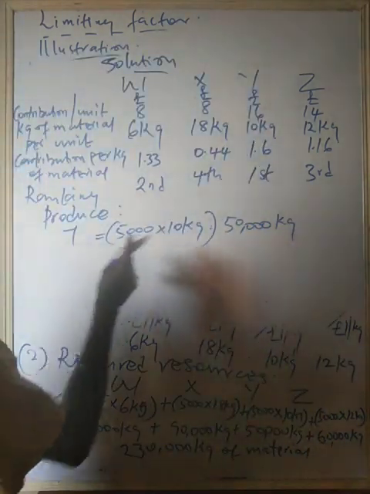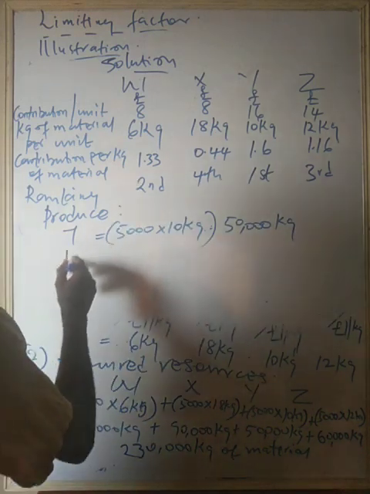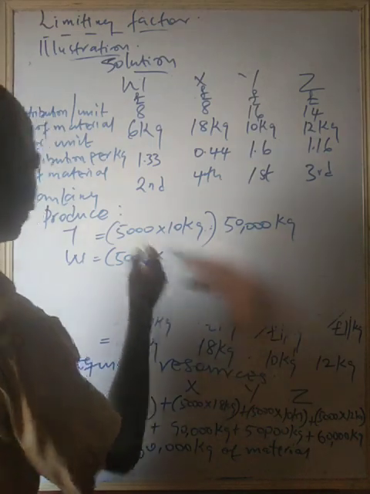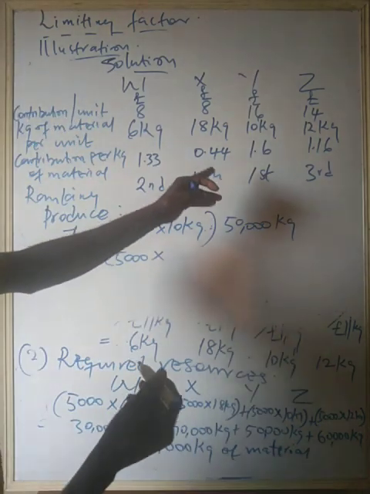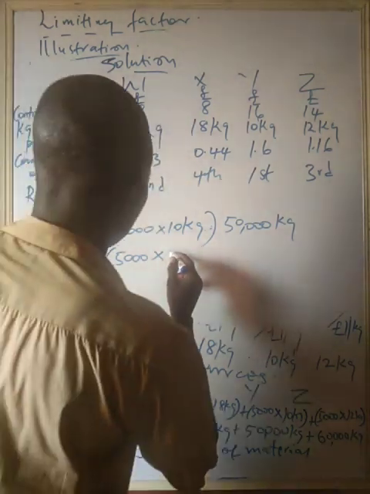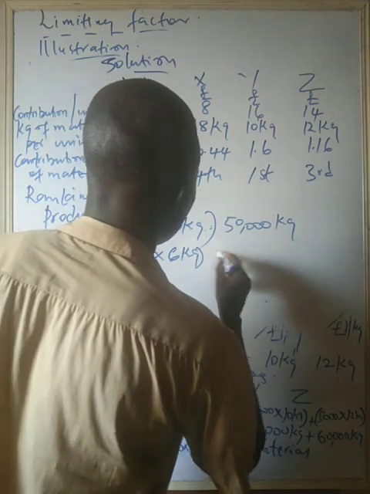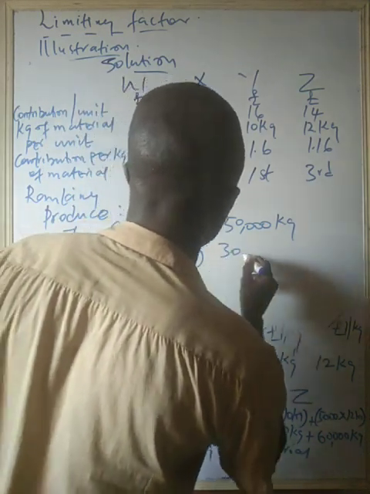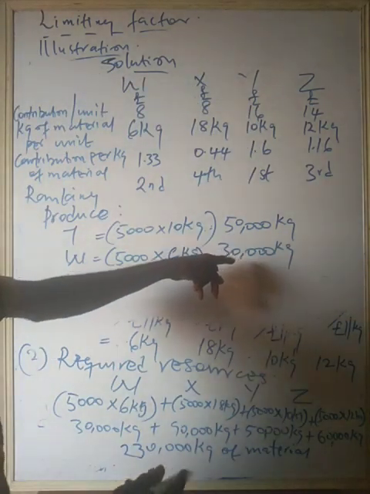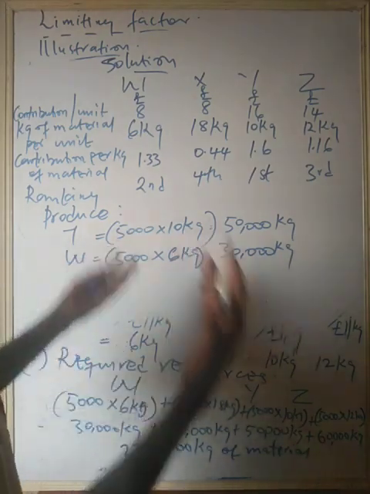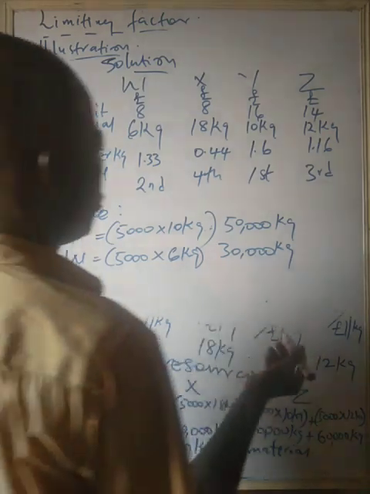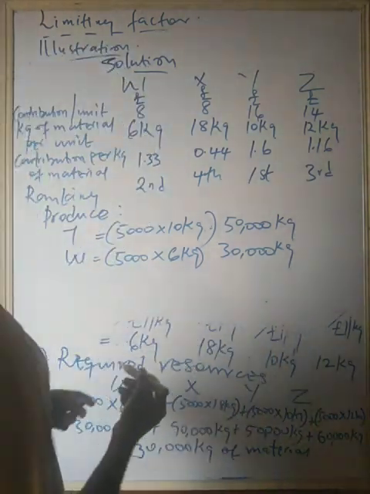Then what is the next? Our second is the W, and that is the 5,000 units demanded in the market. What is the kg per unit of W? 6 kg. If you multiply it, that gives us 30,000 kg. 50 plus 30, that is 80. Out of 110 that is available, we have exhausted 80. Remain 30. What is the next?